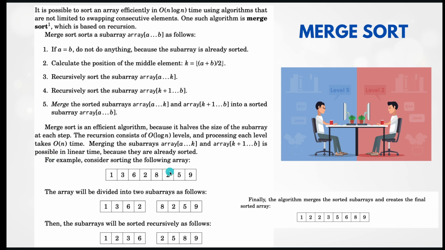So this is how we do the merge sort manually. First, we divided the following array into two subarrays as follows. Then we sort the first one and then the second one. After that, we can merge them together into the final sorted array here.